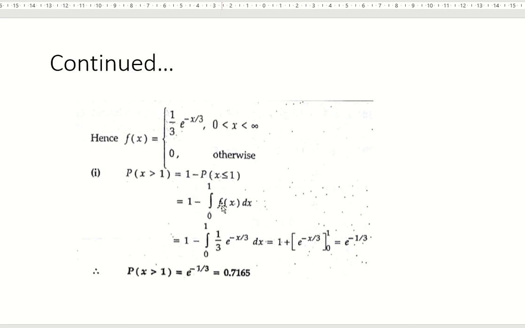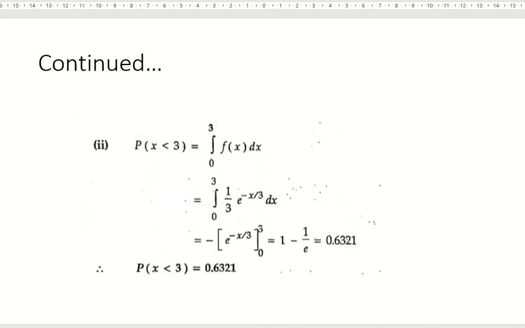What is f of x dx here? 1 by 3 e power minus x by 3. Integrate and apply upper limit minus lower limit, you will get e power minus 1 by 3. Why? Because here 1 plus is there. If you apply the lower limit, minus e power 0, that is e power 0 is 1, with negative sign, 1 minus 1 gets cancelled, remaining term is e power minus 1 by 3. Its answer is 0.7165, right?